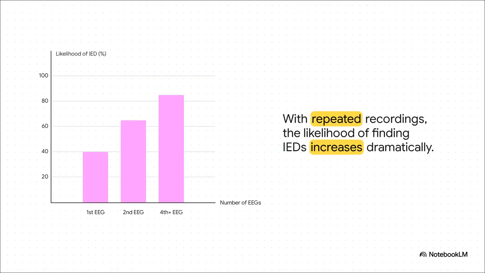So what's the solution to that low number? Simple. We repeat the test. This chart shows you exactly why that's so critical. With just one EEG, we're at, say, 40%, but look what happens. With the second EEG, our chances jump up to around 65%. By the time we get to a fourth one, we're up in the 85% range. So the lesson is, if your clinical suspicion is high, don't give up after one normal test.